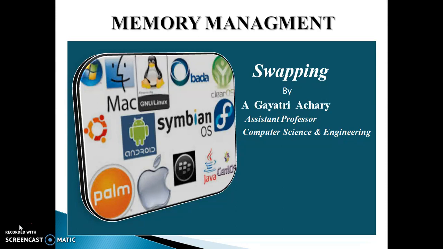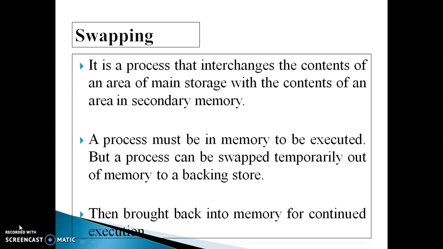The topic of this video is swapping. Swapping is a process that interchanges the contents of an area of main storage with the contents of an area in secondary memory. A process must be in memory to be executed, but a process can be swapped temporarily out of memory to a backend store, then brought back into memory for continued execution.